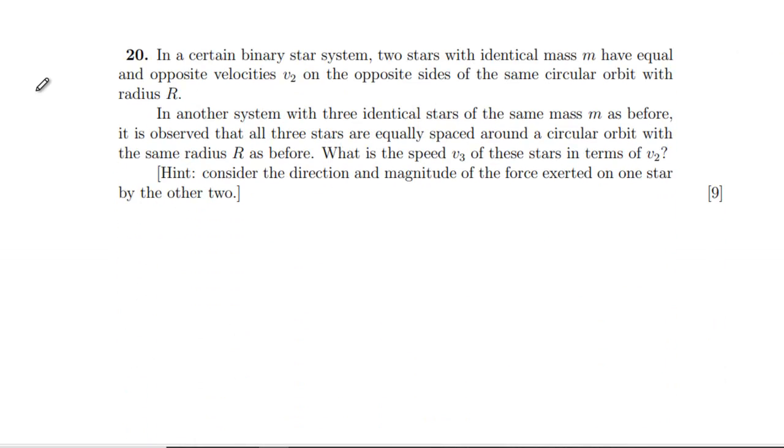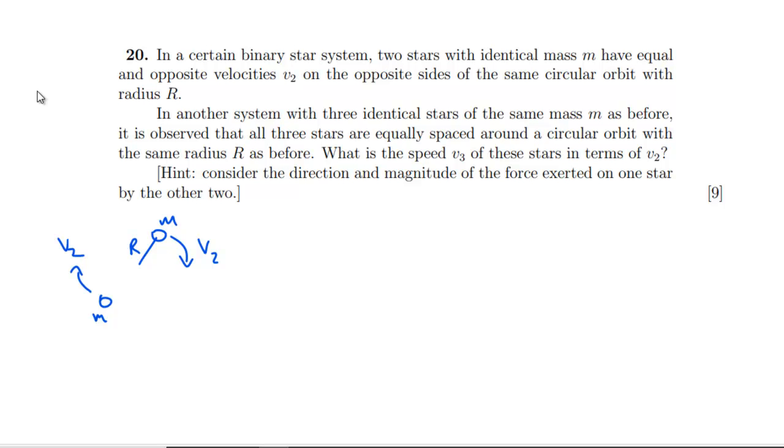In a certain binary star system, 2 stars with identical mass m have equal and opposite velocities v2 on opposite sides of the same circular orbit of radius r. So we've got some mass m, equal and opposite. Right, so they're both doing v2, in the same circular orbit of radius r. Right, these are both m's. That is radius r.